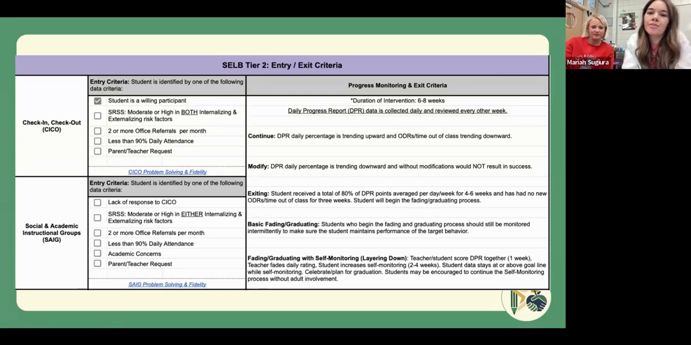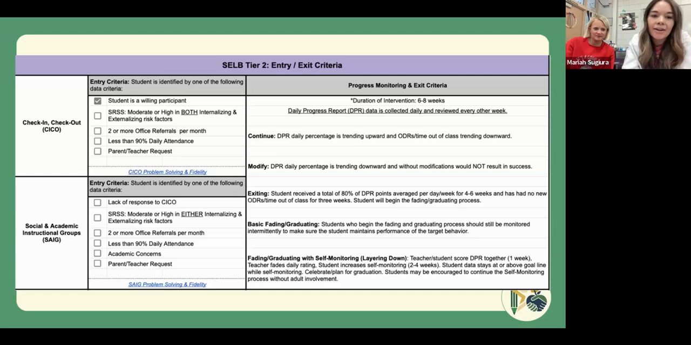Based on the decision rules you saw on the previous slide, our first go-to is to put them in our check-in, check-out Tier 2 behavioral system. As you can see, the entry criteria is there. For progress monitoring, at the end of every month we look at which students are making progress, which means reaching 80% of their targeted goal. At that time, we decide: should we continue and do another 4 weeks? Should we change those goals? Do we need to increase parent home communication? Fading and self-monitoring are all based on what their data is saying.